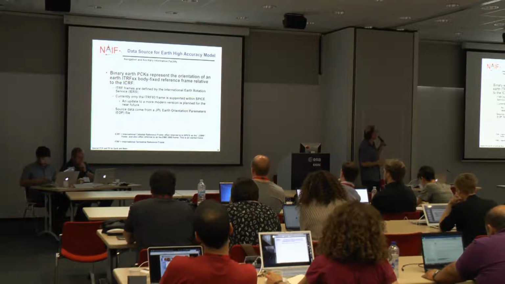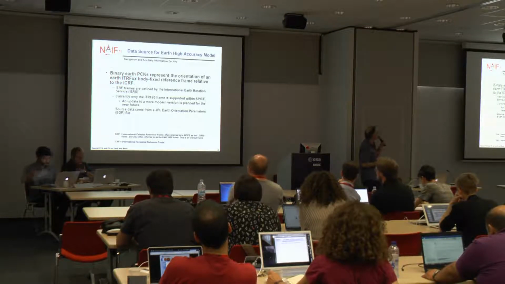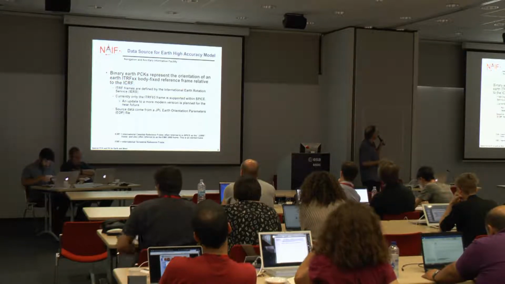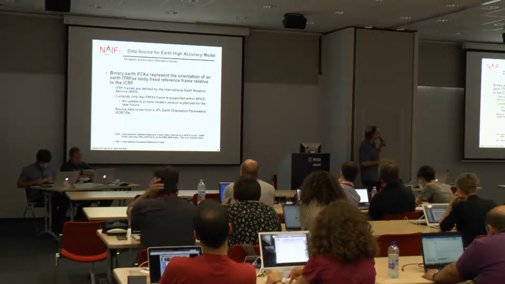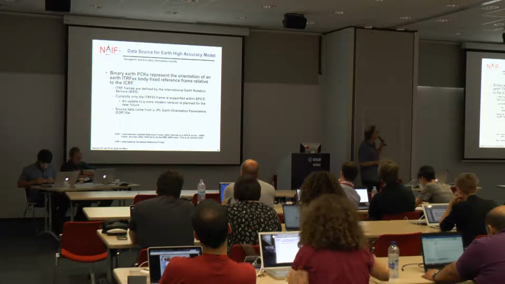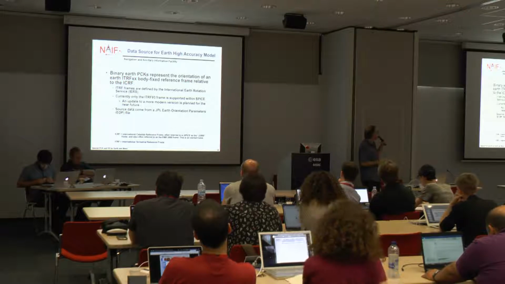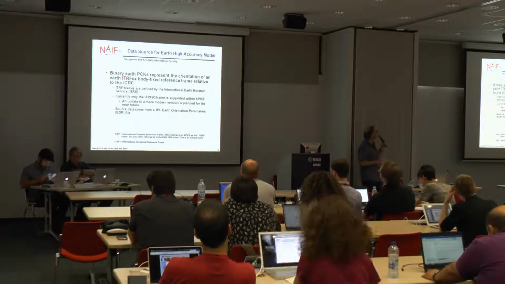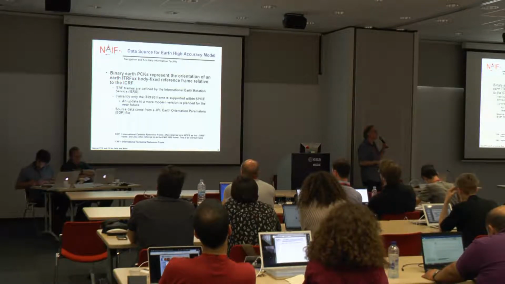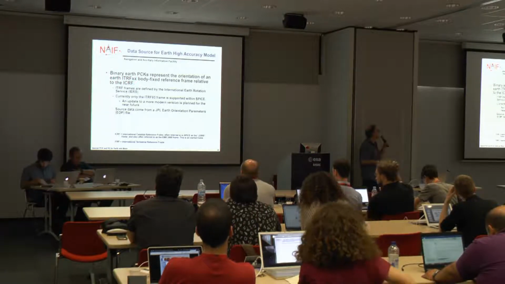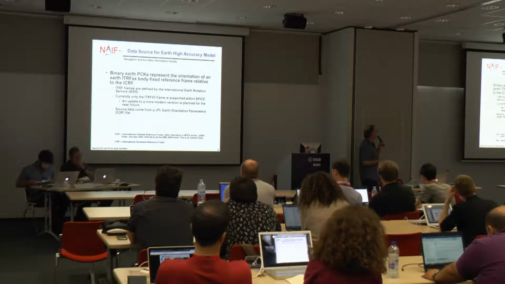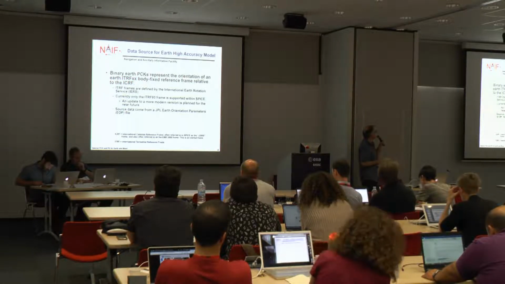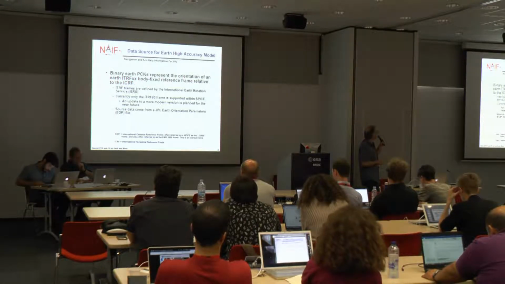Binary PCKs represent the orientation of an ITRF body fixed frame relative to the ICRF, where ITRF93 is the only one currently supported. These frames are defined by the IERS, and we are planning to update our system to deal with more up-to-date versions of the ITRF. However, even though it sounds like ITRF93 means that we have an obsolete model, due to the nutation corrections that are actually used, the orientation is very compatible with modern rotation models.